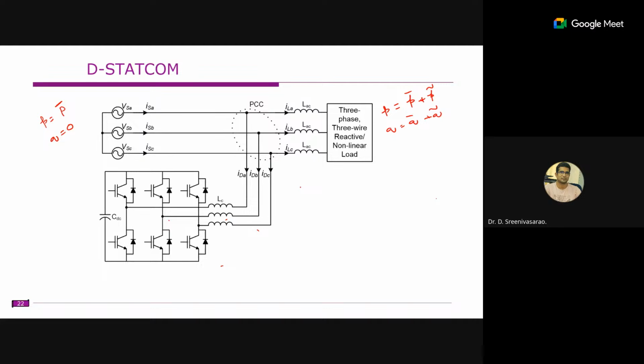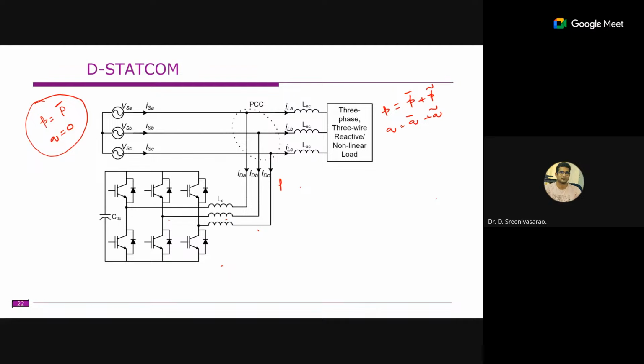Understood? So ideally this is our requirement. If you are doing so, we eliminate the reactive power and also make the source current sinusoidal, and we will eliminate the harmonics. But on the load side, it consists of both kinds of powers, AC power and DC power. So accordingly, we can choose.